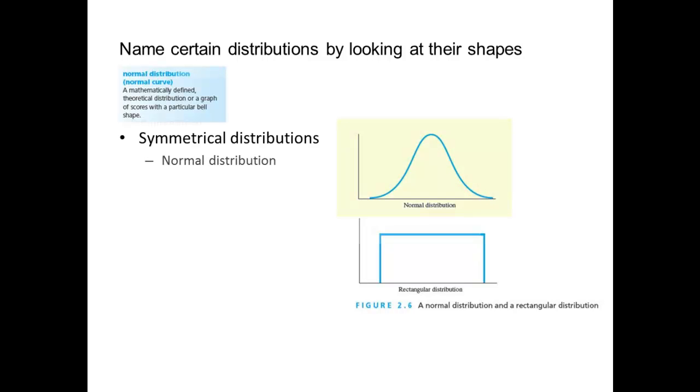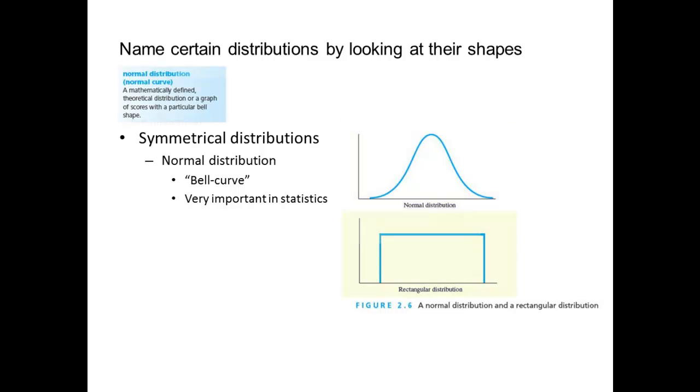First, the normal distribution. The normal distribution, sometimes referred to as a bell curve, is extremely important in statistics, and we'll spend a great deal of this course getting to know the normal distribution inside and out.